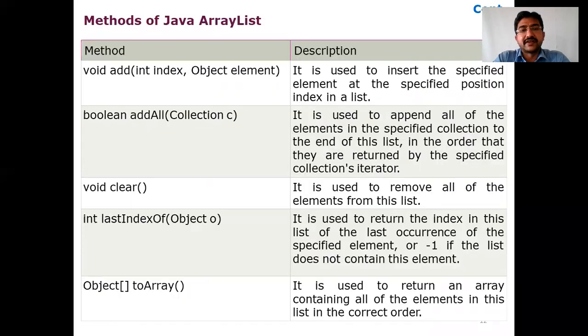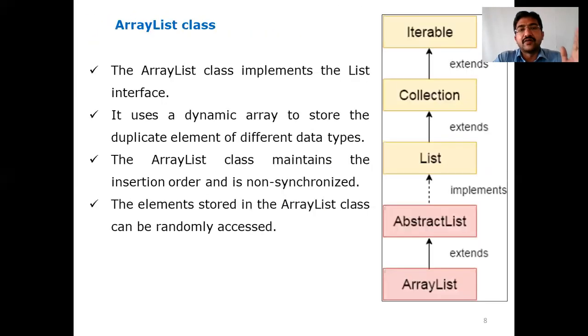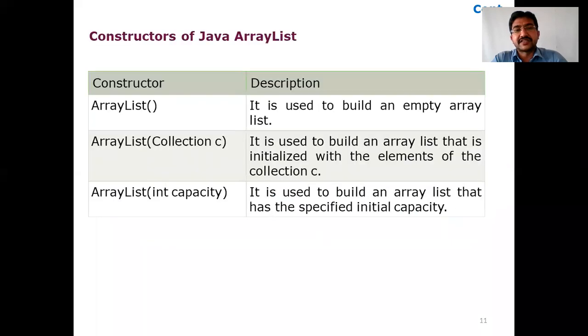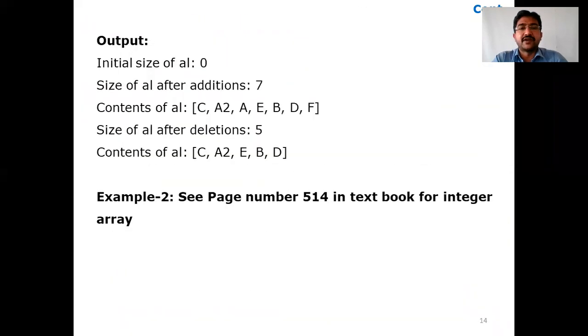What we have just discussed is the array list: how we create it, from AbstractList to implementing the List interface. This is the syntax and the uses, constructors, methods, and one example, and another example you can walk through in the text. Right, so that's about the introduction to the collection framework in Java as well as the ArrayList class.